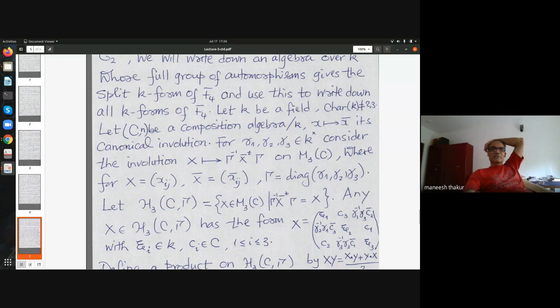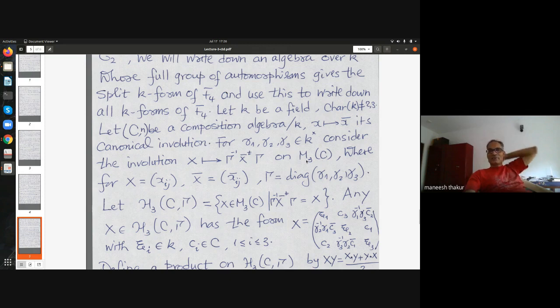And let's fix a composition algebra (C, n), and suppose x goes to x bar is its canonical involution. Fix three scalars, gamma 1, gamma 2, gamma 3, and consider the involution on the 3 by 3 matrix ring with entries in C, in which a matrix X is mapped to gamma inverse X bar transpose gamma. Gamma is the diagonal matrix with gamma 1, gamma 2, gamma 3. This is an involution on the matrix ring.